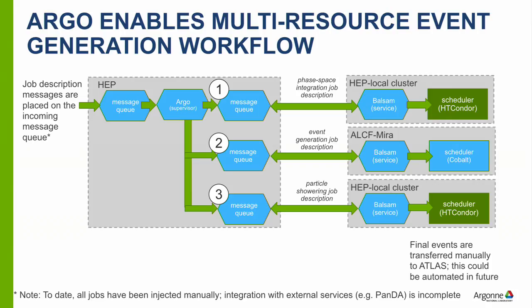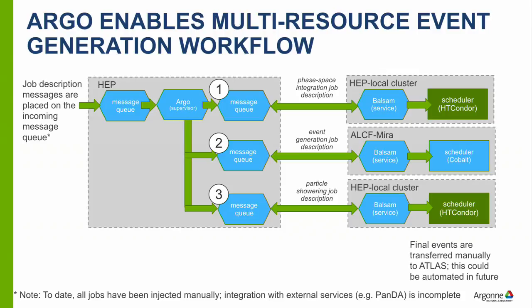So the way that we did this is just an overview, and I'll go through this quickly. We have some job description that comes in, and it says what is the work to be done, what are the random seeds that we should use for the job, and it gets placed on some message queue. It gets pulled off, and the first job is the integration job, and in this case, we're pushing this to a local cluster in the HEP division at Argonne.